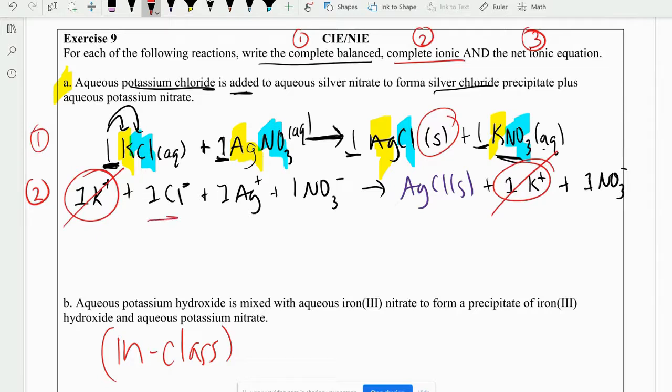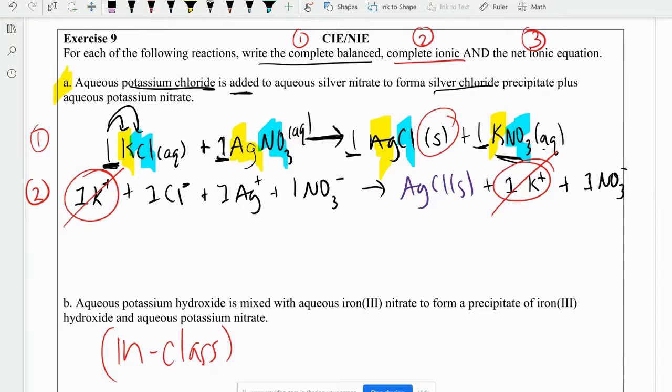Now go ahead and take a chlorine ion. Is that going to be a part of the reaction? Yes, it actually is a part of forming the solid. So chlorine over here is not a spectator ion. And the same thing with silver. Silver is an ion over here, but it's bound to chlorine to form the solid on the product side.